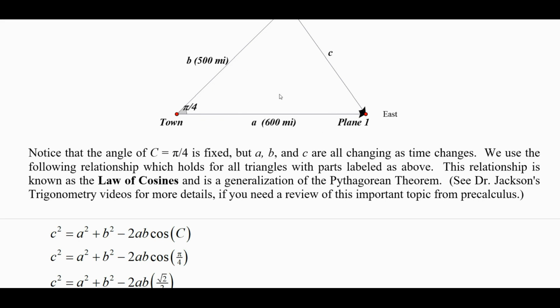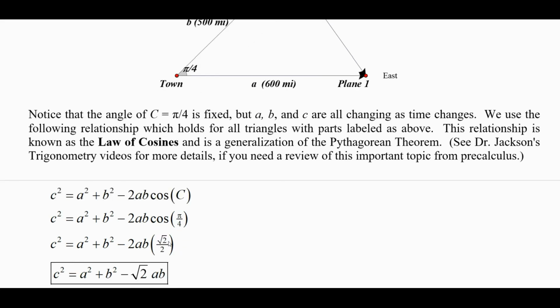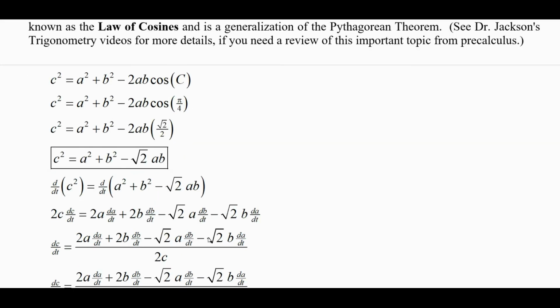So remember, A, B, and C are not fixed. They're all changing. The only thing that's fixed here is this angle at pi over 4. So that angle is fixed, so I can plug that in. Cosine of pi over 4 is square root of 2 over 2. Twice that would be just square root of 2. So that square root of 2 represents 2 times the cosine of the angle C. So now we have a relationship here among three variables, A, B, and C.